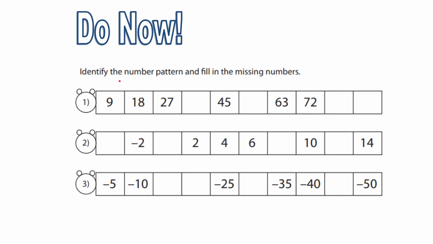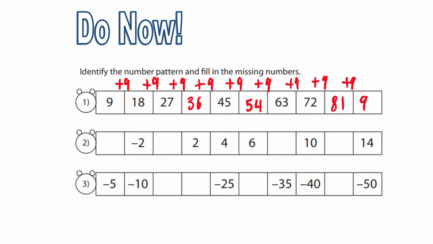Yeah, it's plus 9. You could either think about it as multiply by 2 or add 9. 9 plus 9 is 18. How do you get from 18 to 27? Plus 9. So if you add 9 again, you get 36. Does 36 plus 9 give you 45? Yes, so that still looks good. 45 plus 9 is 54, plus 9 is 63, plus 9, plus 9, 81, and then plus 9 is 90.